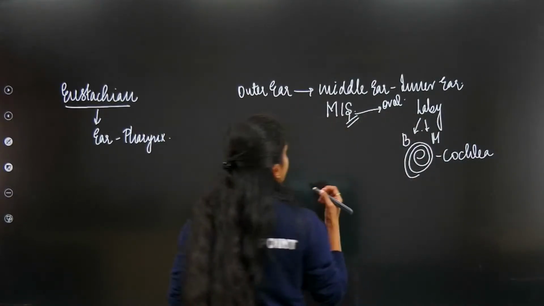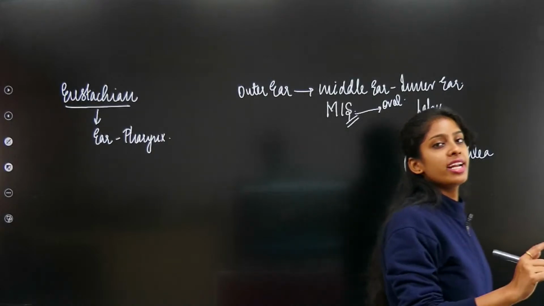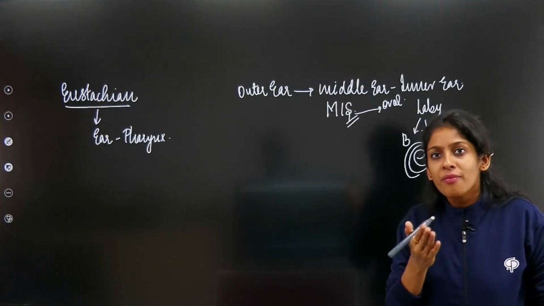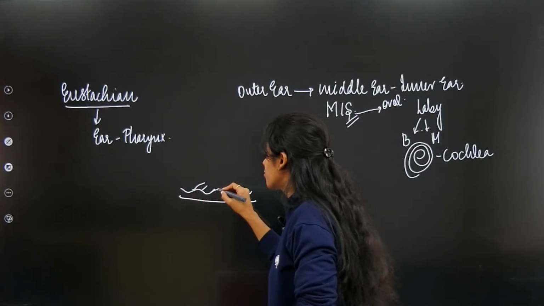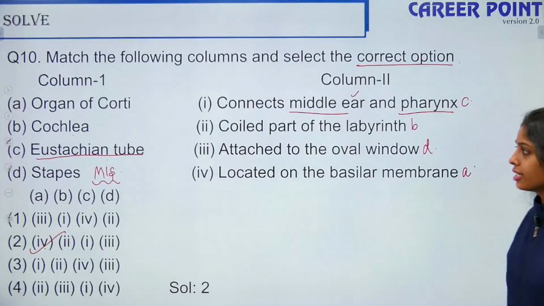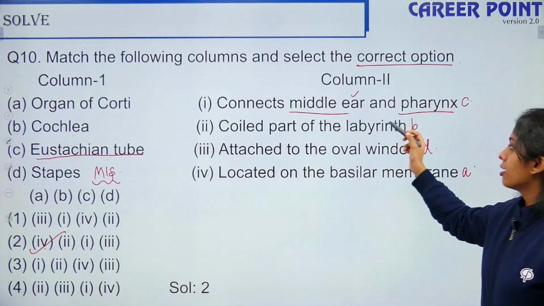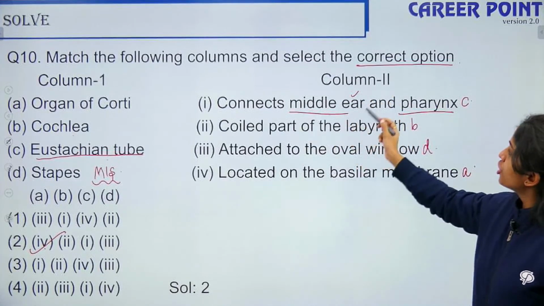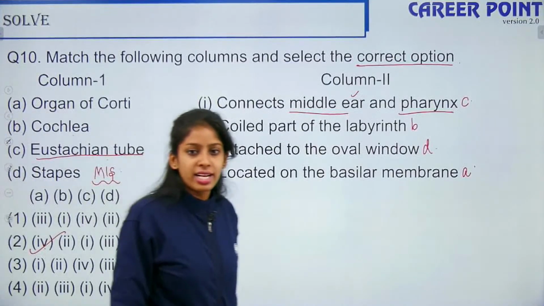So what was the other one? Then it is your organ of Corti. In your inner ear, your bony labyrinth is divided into a lot of membranes: tectorial membrane, basilar membrane, resonance membrane. On the basilar membrane, you have a region known as organ of Corti, on which you have cells like the ciliated cells. So this is your organ of Corti. Okay, is this clear now? So organ of Corti is located on the basilar membrane. Stapes is attached to the oval window. Cochlea is the coiled portion of the inner ear, and your Eustachian tube connects the middle ear and the pharynx. Yes, is this clear? Vishal, did you understand now?